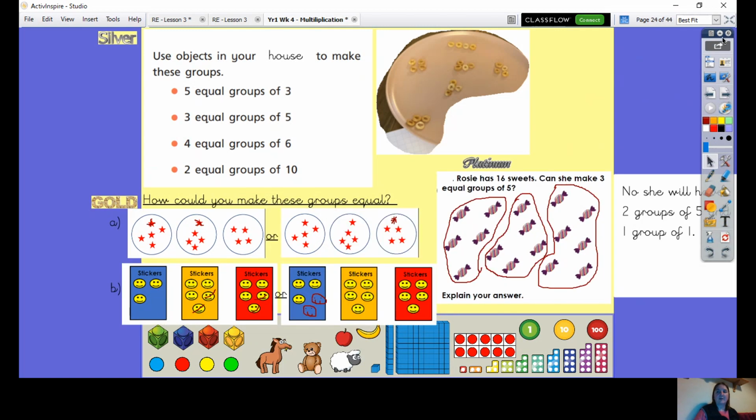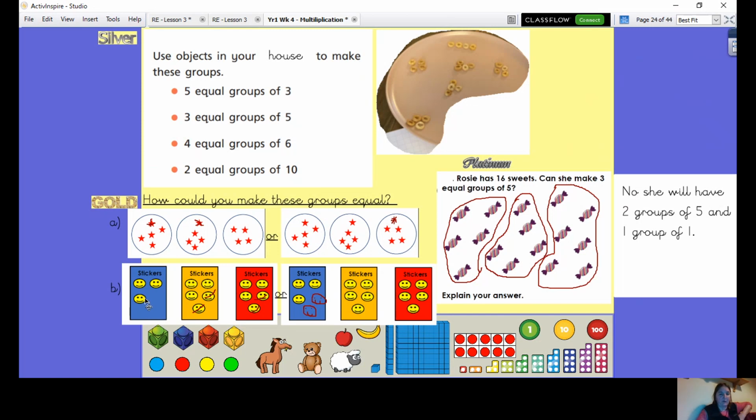Okay, so these are the answers. Hopefully you had a little look around your house and you made your equal groups. So for example, here you might have had 5 groups, and you might have got some Oreos in it, or you might have had 3 pieces of Lego in each of your 5 groups. So here you could have crossed out so that you had 4 stars in each one, or you could have added so that each group had 5.